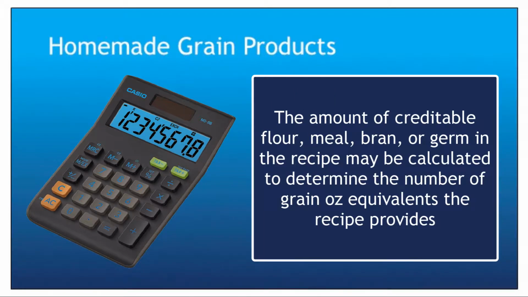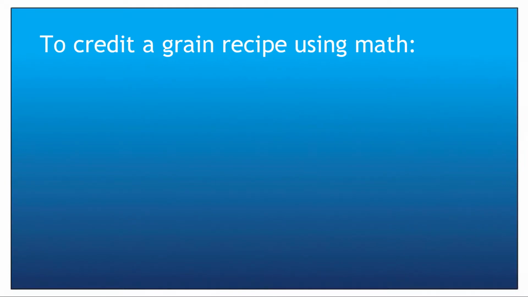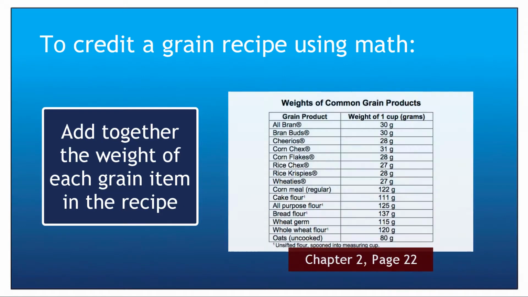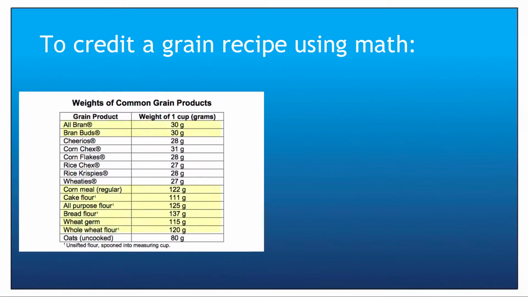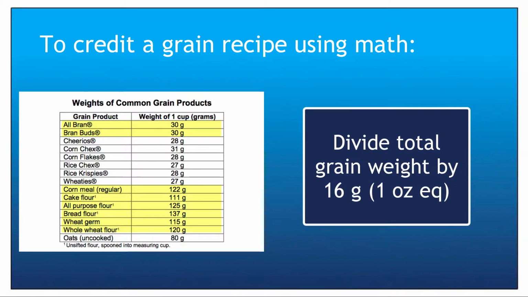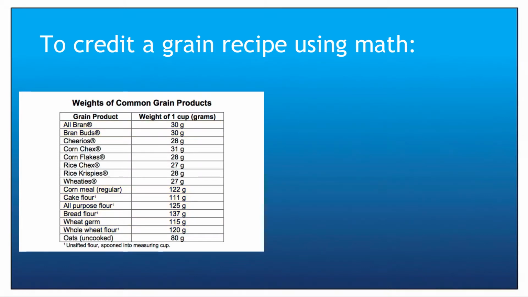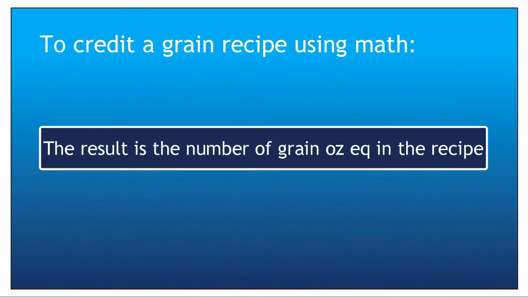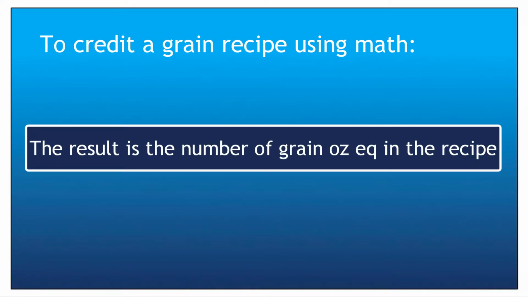The amount of creditable flour, meal, bran, or germ in the recipe may be calculated to determine the number of grain ounce equivalents the recipe provides. To credit a grain recipe using math, add together the weight of each grain item in the recipe. A chart is provided in the manual listing the weight of a cup of different grain ingredients. For bran, germ, flour, and meal ingredients, divide the total grain weight by 16 grams, which is an ounce equivalent. For cereal ingredients, divide by 28.4 grams. The result is the number of grain ounce equivalents in the recipe.